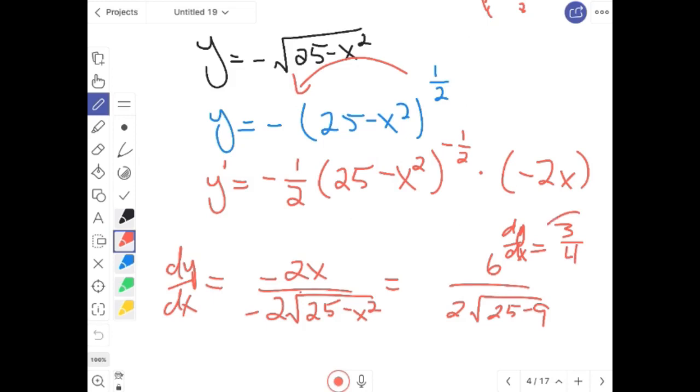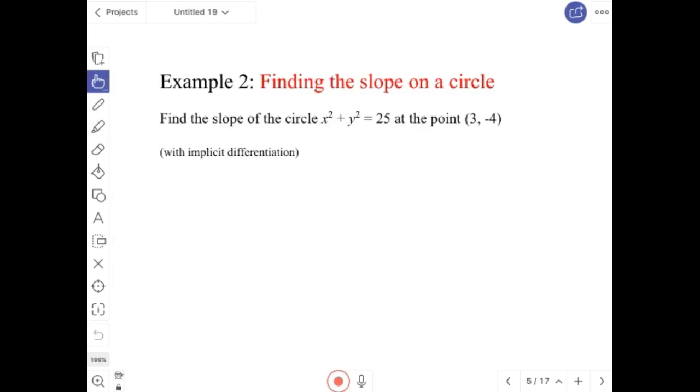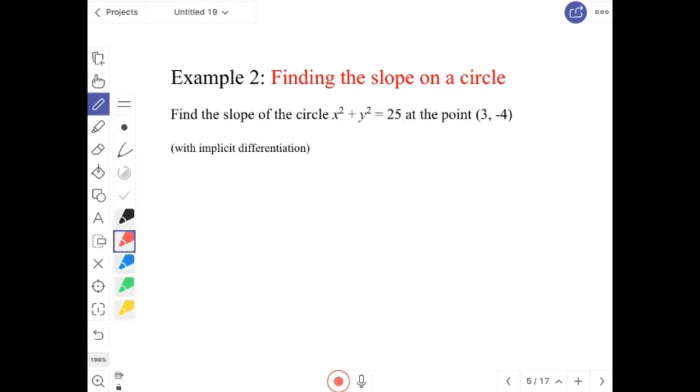Okay? So that's my slope at 3, negative 4. So at that bottom part of the circle, that's the slope there. Now, if I'm going to use this with implicit differentiation, then I need to say we're finding dy dx. So this is going to be 2x dx plus 2y dy equals 0.